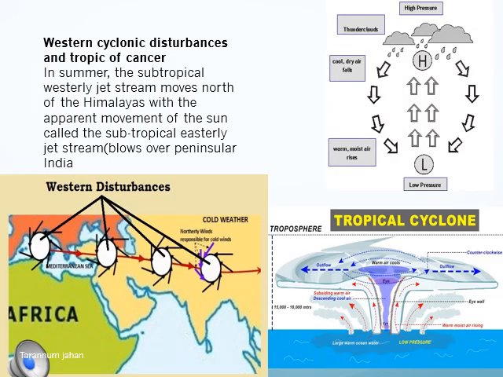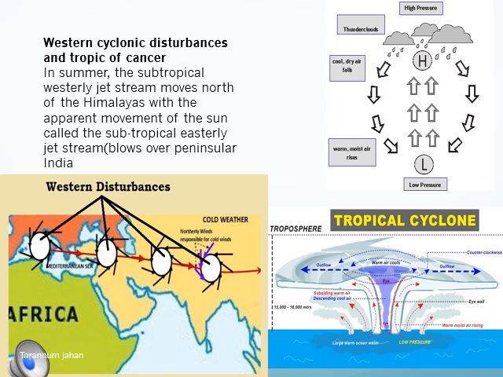Now let's see the last, western cyclonic disturbance and tropical cyclone. First we'll discuss the western cyclonic disturbance. Then we'll discuss the tropical cyclone. So now what is western cyclonic disturbance? How does it affect the Indian climate? It is the weather phenomenon of the winter months.